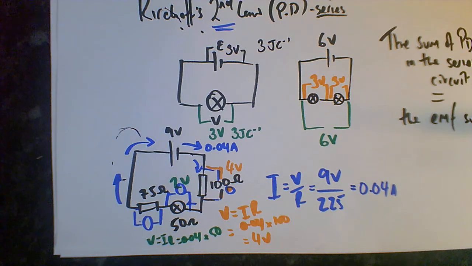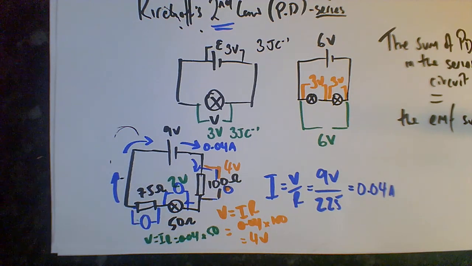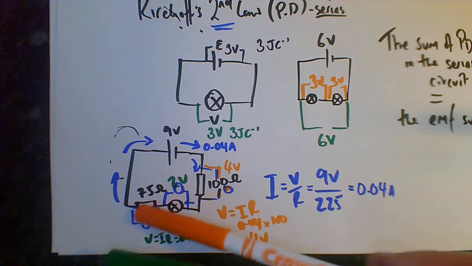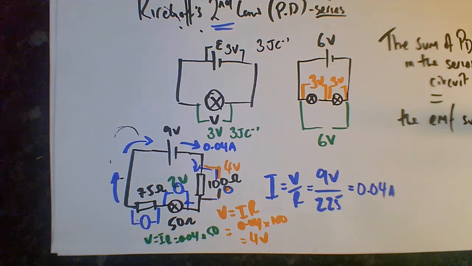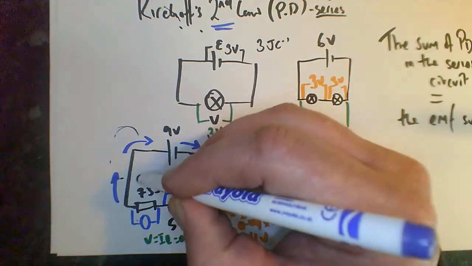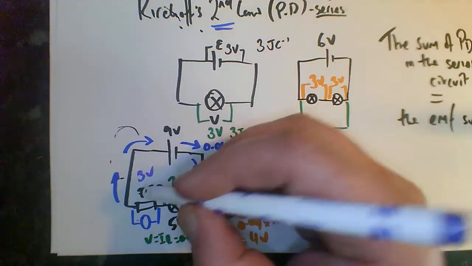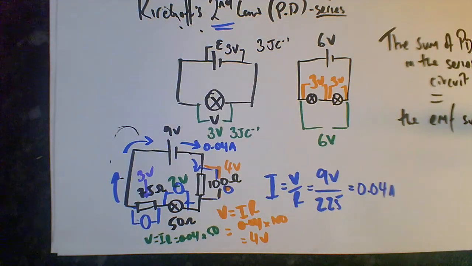Now using Kirchhoff's law, we can be confident in saying that if we have a 4 volt drop across here and a 2 volt drop across here, what will we have over here? So we've got 4 across there, 2 across there. Using Kirchhoff's law, we know the sum of all these PD drops will equal the EMF at the top. So 4 plus 2 is 6, so we can be confident that the drop there would be 3 volts. Does it work out that way? Well, 0.04 times by 75 is equal to 3.